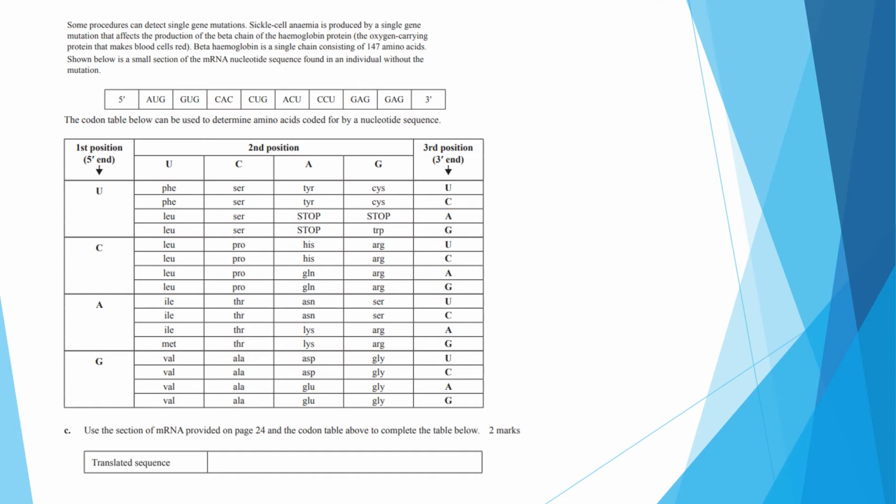Part C asks you to translate the sequence above using the codon table listed here. The answer is as shown.